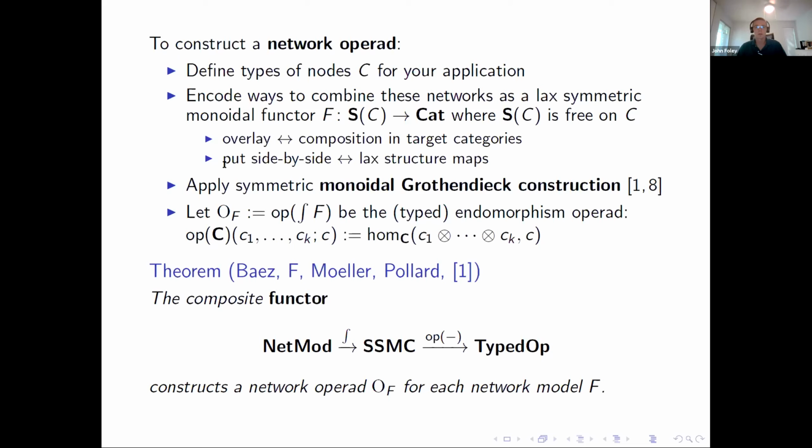To encode how you overlay and put networks side by side, you encode that with a symmetric monoidal functor, where overlay corresponds to composition of the target categories of this functor. And this side-by-side operation is actually the lax structure map. When you hit one of these monoidal functors with the monoidal Grothendieck construction, you actually get a full-blown monoidal category, where the lax structure maps are how you're defining what your tensor is in that category. And then there's a canonical construction of an operad, where you just consider the multiple inputs to be generated by tensor products.